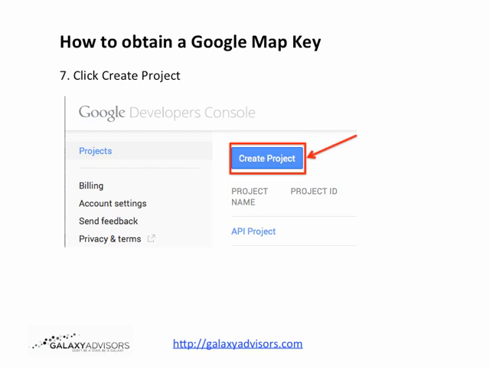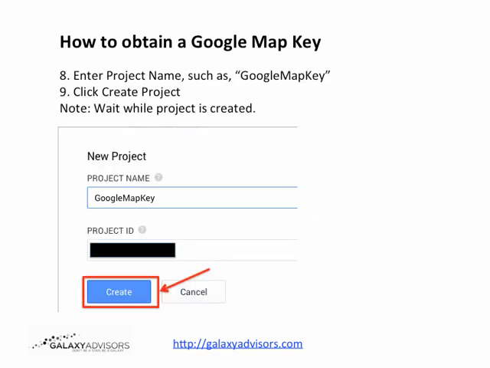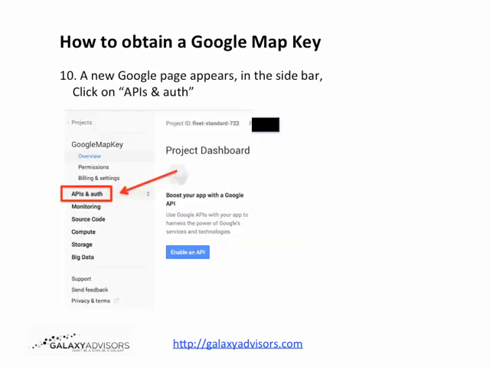Step 7, click Create Project. In step 8, enter a project name such as GoogleMapkey. And then step 9, click Create Project below. Now you're going to have to wait a little bit while the project is created. In step 10, a new Google page appears, and in the sidebar, click on APIs and auth, which stands for authorization.